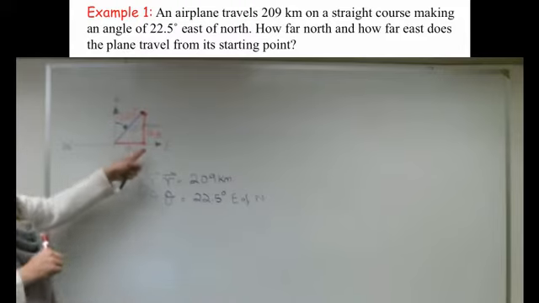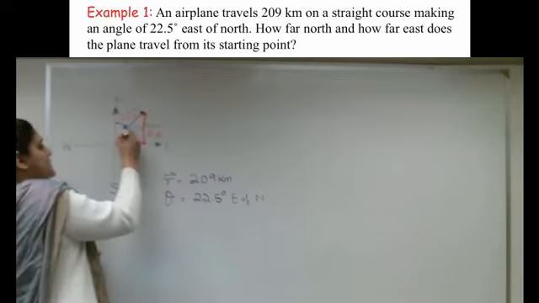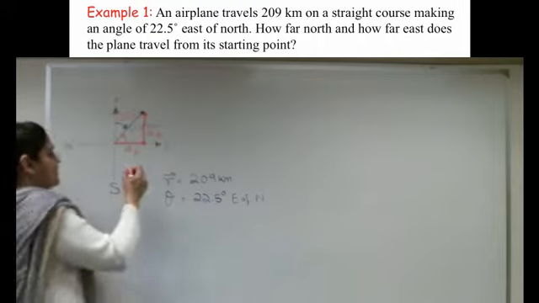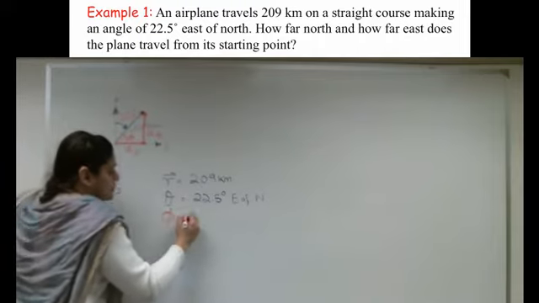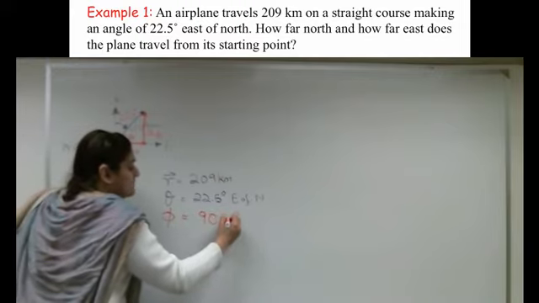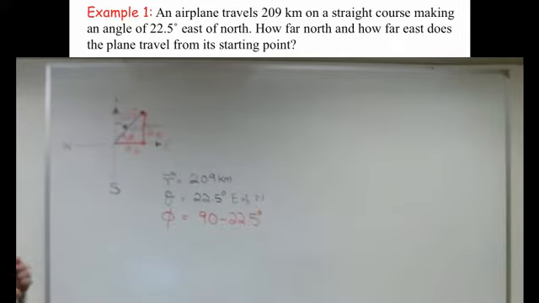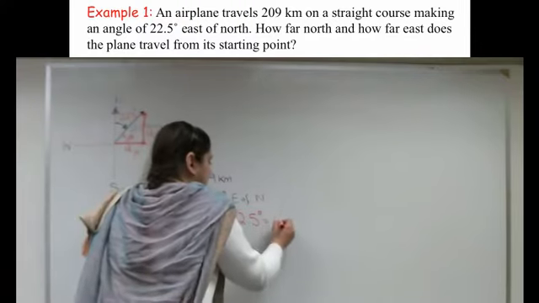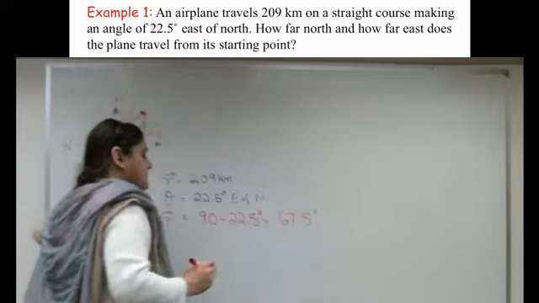So if you note, this is now going to be your 90-degree angle, right? If this is 90 degrees, what should this angle be? So let's call this angle phi. Phi should be equal to 90 minus 22.5 degrees, which, if you have a calculator handy, comes out to be 67.5 degrees.